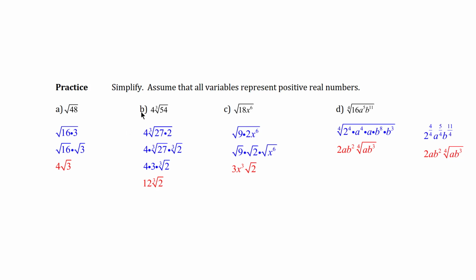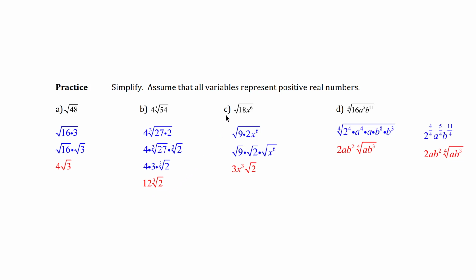Moving on to part B, I rewrote this as 4 times the cube root of 27 times 2. Next, we could break apart the radical using the product rule. Again, you're welcome to skip this step if you like. We get 4 times the cube root of 27 times the cube root of 2. Next, we simplify by taking the cube root of 27, which is 3, and then bring down the 4 and the cube root of 2. We get 4 times 3 times the cube root of 2. Next, we multiply 4 times 3, which is 12, and bring down the cube root of 2. So our final answer is 12 cube root of 2.